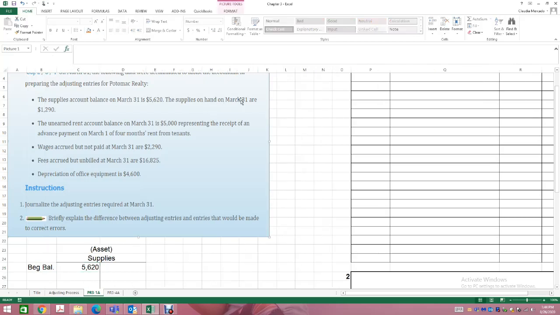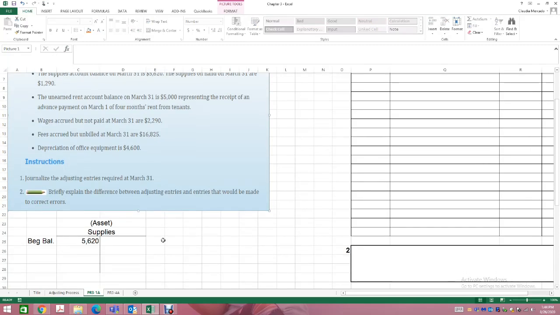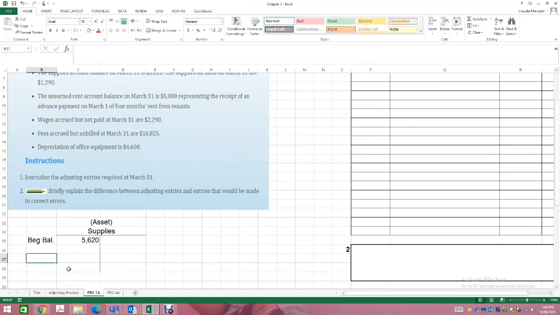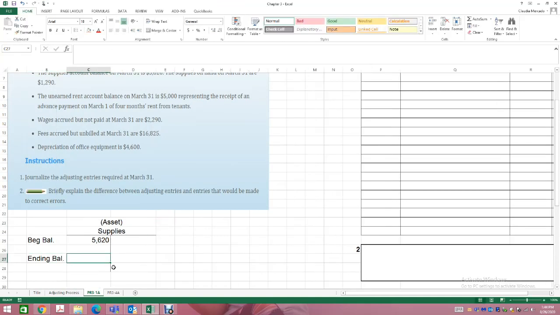And then it's saying that at the end of March, you only have 1,290 left. Okay, so where is that 1,290 going to go? Well, that's your ending balance. Okay, so here we have my ending balance. I like to show it like this. Let me just write a line here. So my ending balance is $1,290.